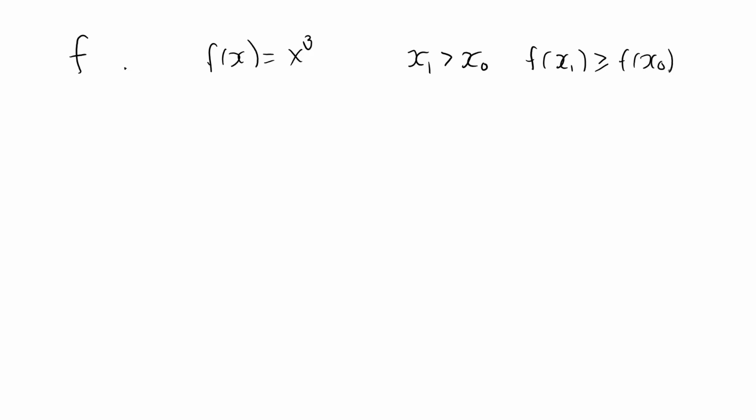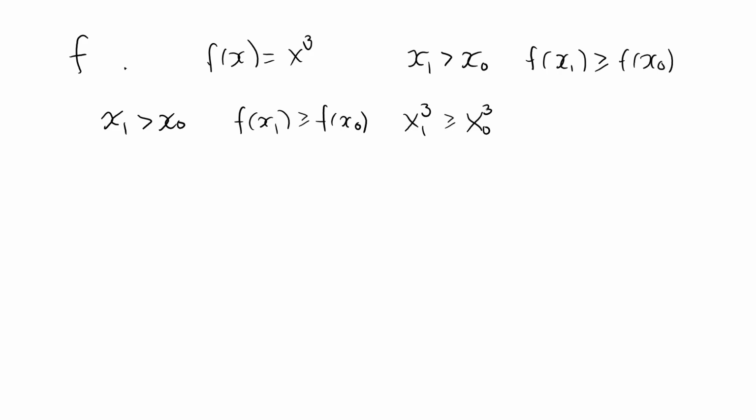The problem with this definition is that it's very difficult in general to check if a function is increasing by verifying if this holds. In order to verify that this function is indeed increasing, I have to show that whenever x1 is greater than x0, f of x1 is greater than or equal to f of x0, which means that I have to show that x1 to the 3 is always greater than or equal to x0 to the 3 if x1 is greater than x0. That can certainly be done, but it's not a simple thing to do.